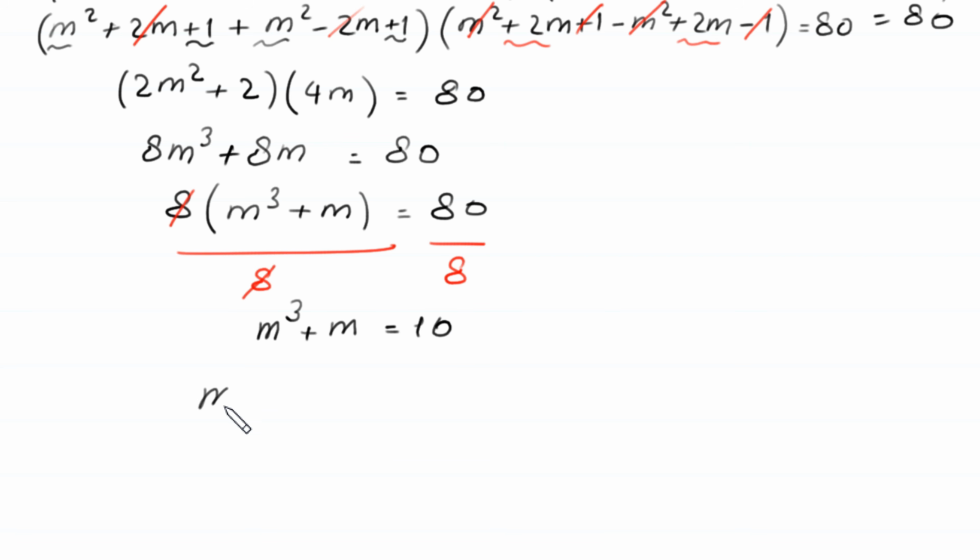Next, m cubed plus m is equal to, this 10 can be written as 8 plus 2. Now we move this 8 and this 2 to the left side. m cubed, this plus 8 becomes negative 8 at left side, plus m, and this plus 2 becomes negative 2, left side is equal to 0.